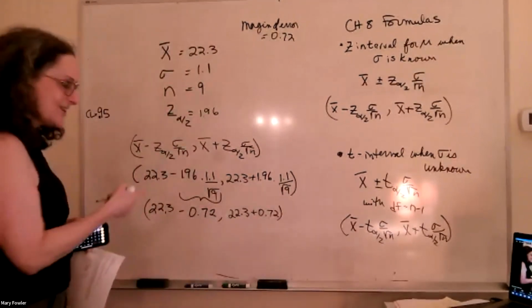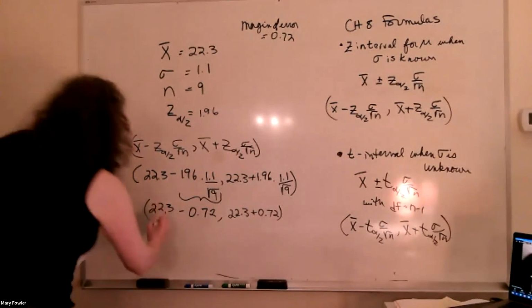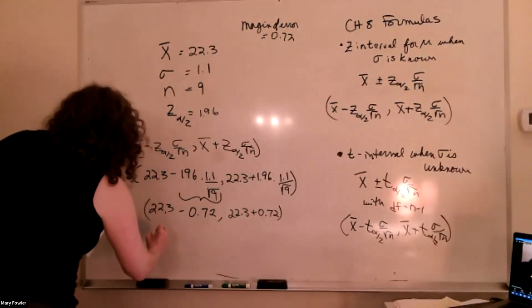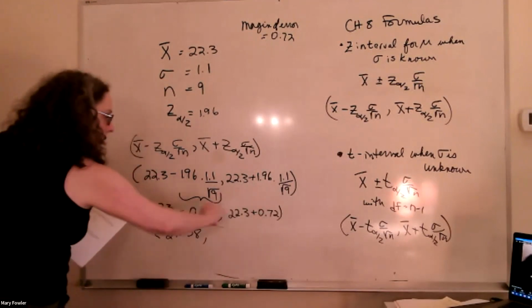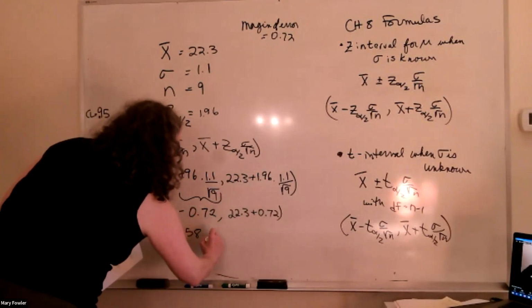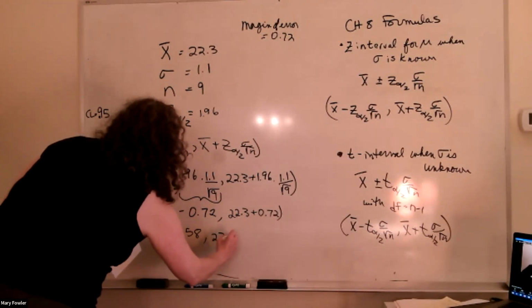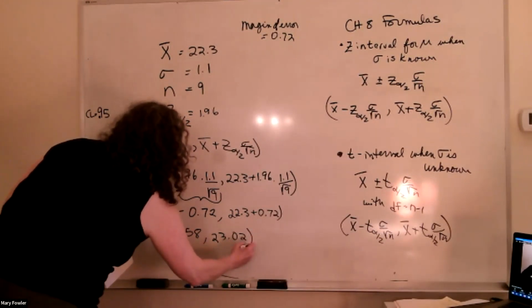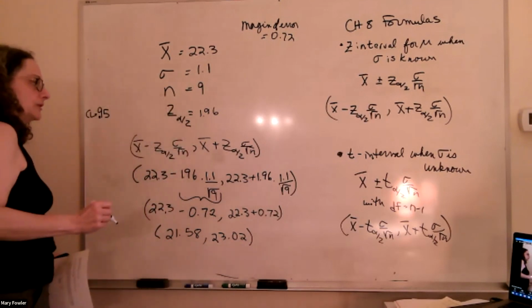Okay. So subtracting, the lower bound gives us 21.58, and adding here, the upper bound gives us 23.02. And the last thing we have to do is interpret the interval.